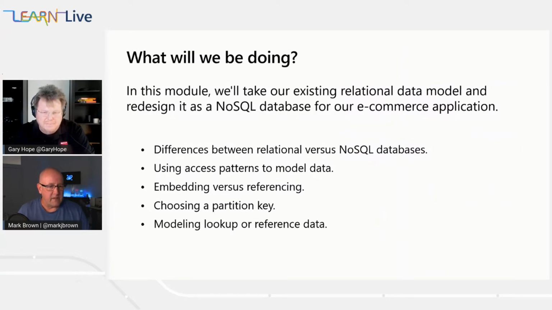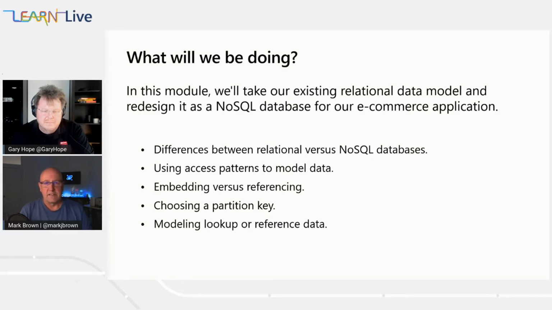All right, so let's go through what we are going to be doing in today's session. First, we're going to take that existing relational database, that existing relational model, and we're going to redesign it for Cosmos DB. We're going to make it efficient, scalable for a distributed NoSQL database like Cosmos. During the session, we're going to learn the differences between a relational database and a NoSQL database like Cosmos. We're also going to understand how to use access patterns to model data. In a relational database, it's often the relationships of the entities that's most important to understand when you're modeling data.